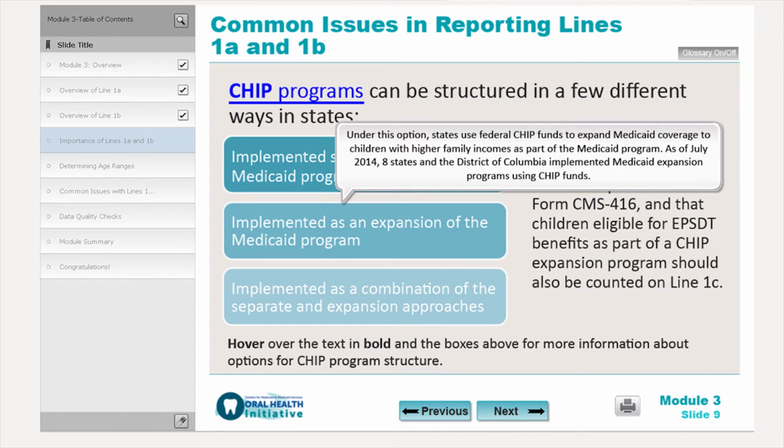They can also be implemented as an expansion of the Medicaid program. These are called Medicaid expansion CHIP programs. Under this option, states use federal CHIP funds to expand Medicaid coverage to children with higher family incomes, so these children become part of the Medicaid program. As of July 2014, 8 states and the District of Columbia implemented Medicaid expansion programs using CHIP funds.